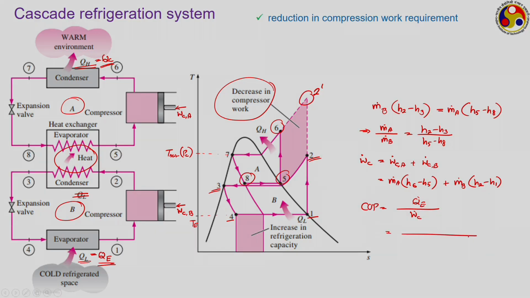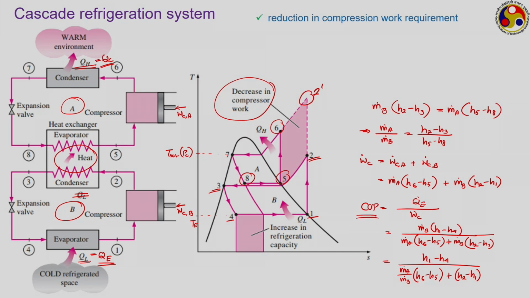Q dot E is the evaporator load or refrigerator load picked up by the bottoming cycle, which is m dot B into H1 minus H4, divided by m dot A into H6 minus H5 plus m dot B into H2 minus H1. If we divide everything by m dot B, then this becomes H1 minus H4 divided by m dot A upon m dot B into H6 minus H5 plus H2 minus H1. So, that is the COP of this combined cycle.